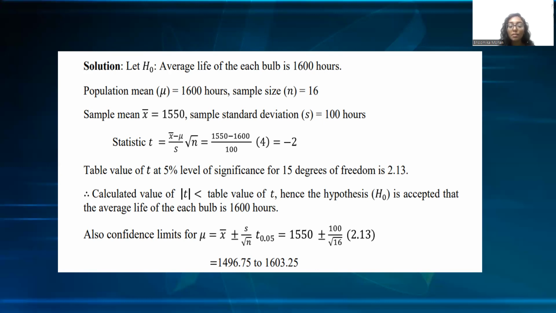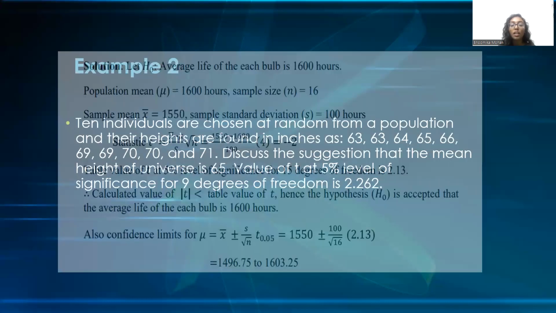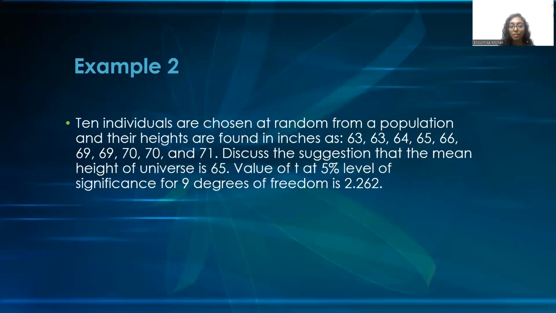Also, confidence limits for mu equals x bar plus or minus s by root n times t 0.05, equals 1550 plus or minus 100 by root 16 into 2.13, that is equal to 1496.75 to 1603.25. Now let's talk about another example.